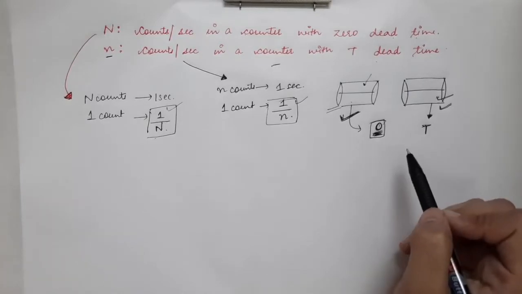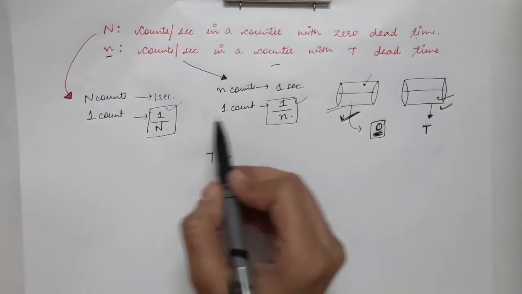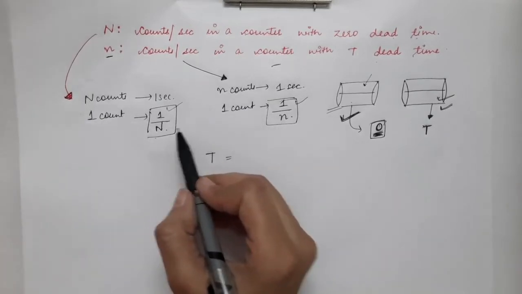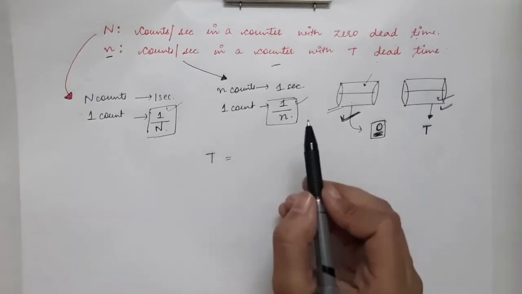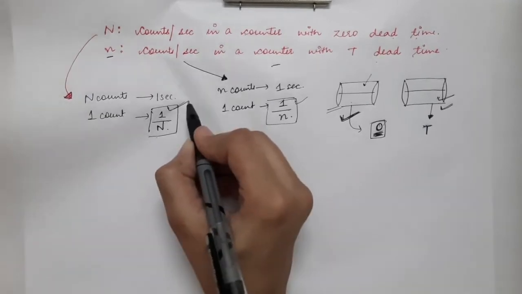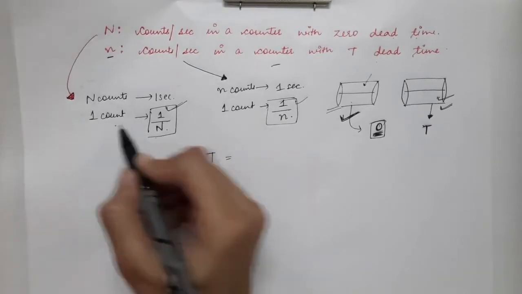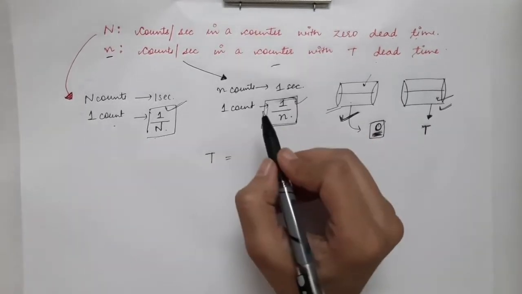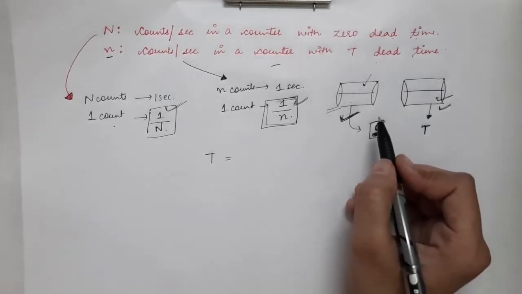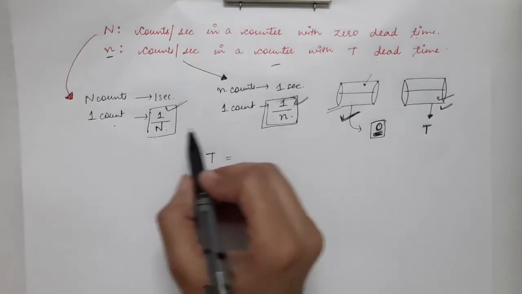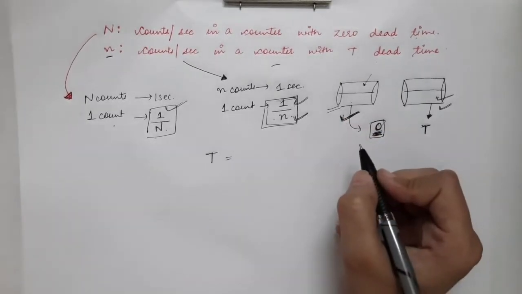So what will be the dead time T? Dead time T will be nothing but equal to the difference in the time of one count for these two tubes. So this is the time that the first tube takes for counting one pulse, and this is the time taken by the other GM tube to count one pulse. So when you subtract these two terms, you will get the dead time of this GM tube.